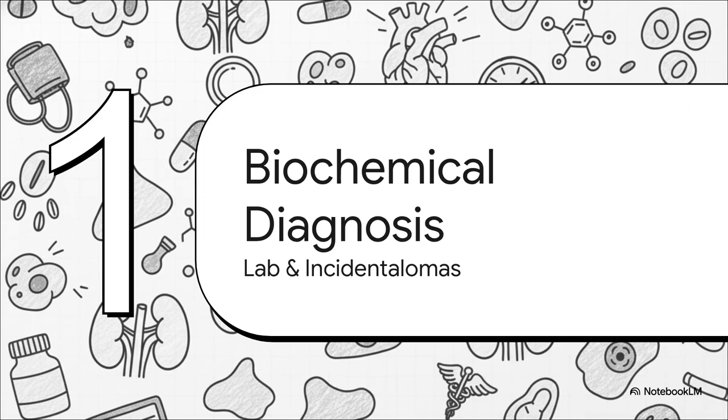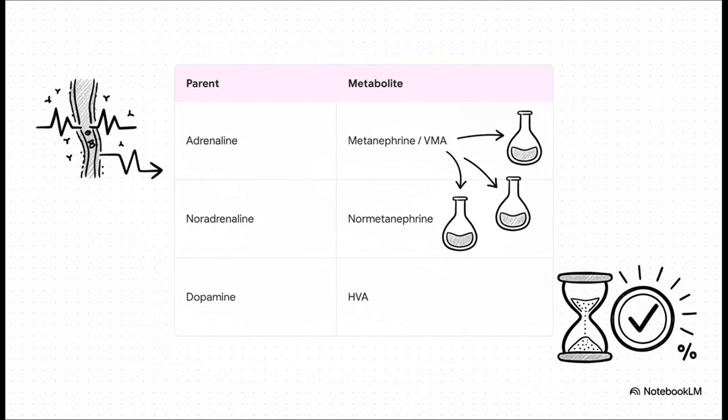Section 4. Biochemical diagnosis and incidentalomas. Once we suspect the disease clinically, it's time to hit the lab. First things first, the old clonidine suppression test, the one that relied on 0.3 milligrams of clonidine to suppress normal catecholamine release via alpha-2 agonism, yeah, that's completely obsolete in modern practice.